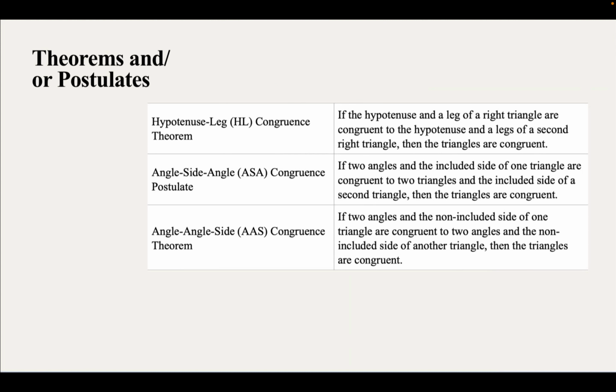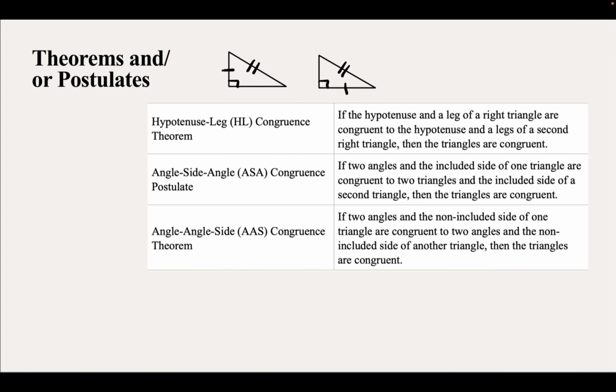I'm going to go ahead and draw that out. Two right triangles. I show that they're right triangles with that box. I know that one pair of legs is congruent, and I know that the hypotenuse is congruent. That's enough to say that the triangles are congruent. I don't need to worry about the other angles, and I don't need to worry about that third side.